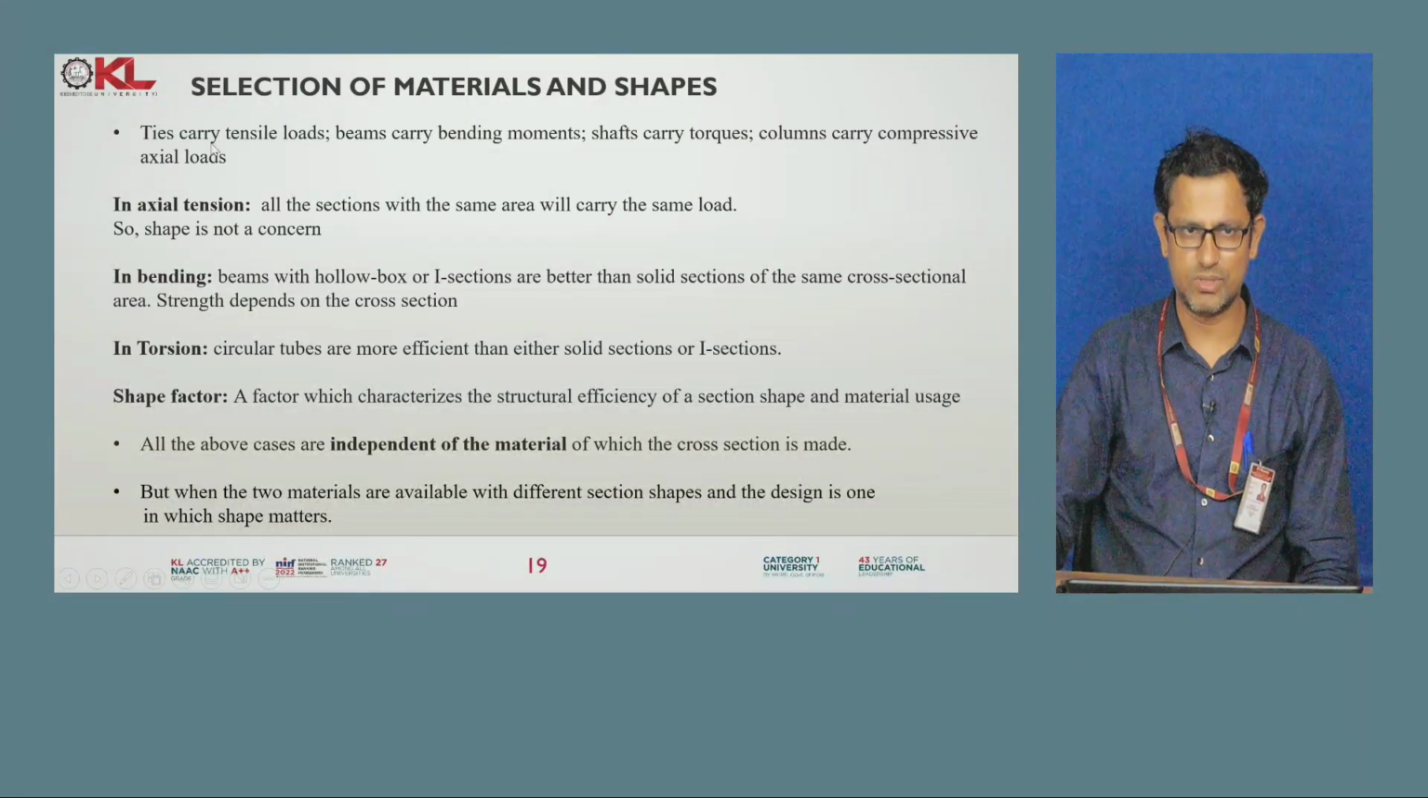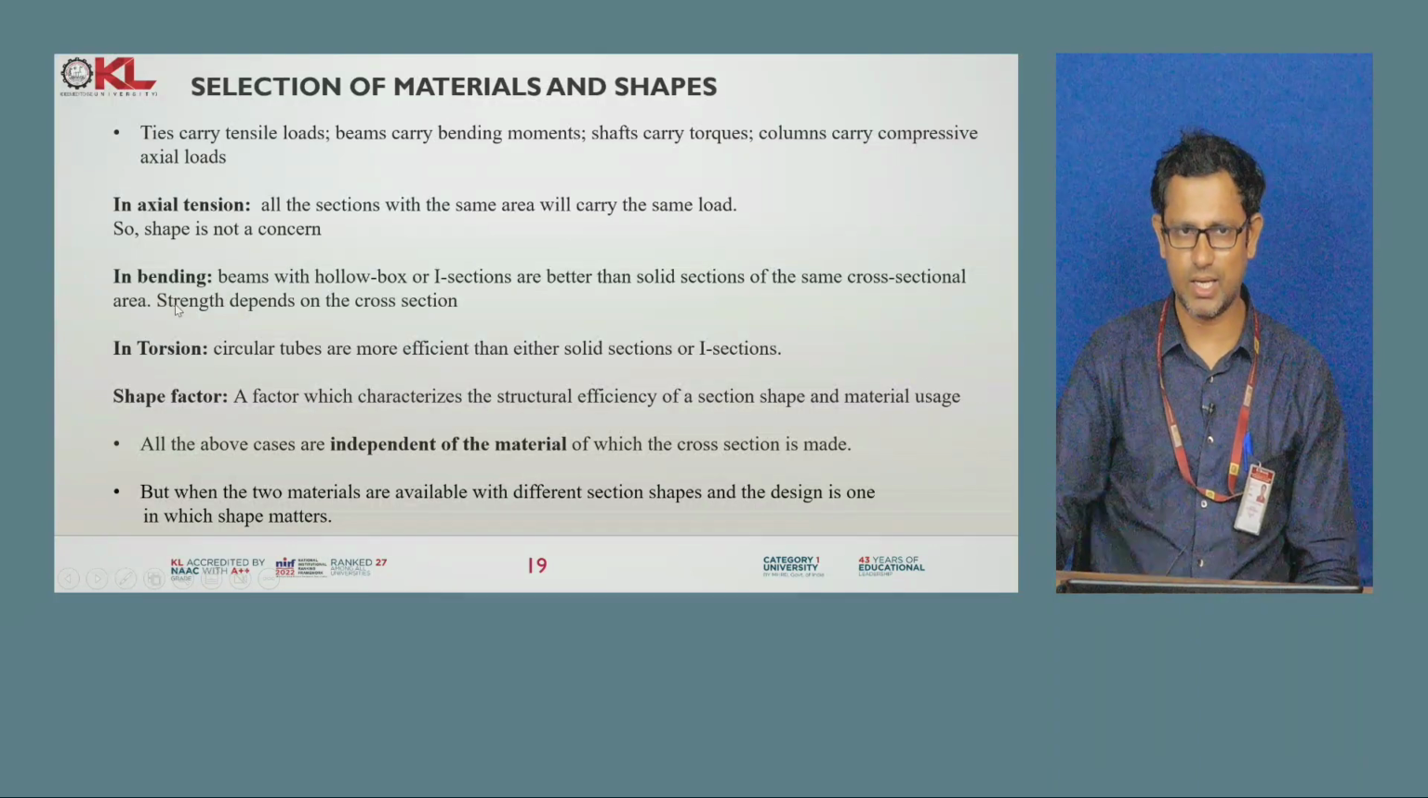For all these kinds of loads, like tensile load, bending load, torques and compressive load, if I consider for example axial tension, then all the cross sections with the same area will carry the same load, because the stress sigma is equal to F by A. If A, the cross section area, is the same, then the load also will be the same. So if the member is subjected only to axial tension, then shape is not a concern while selecting the material.